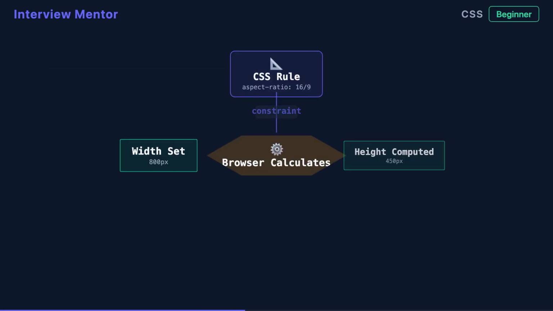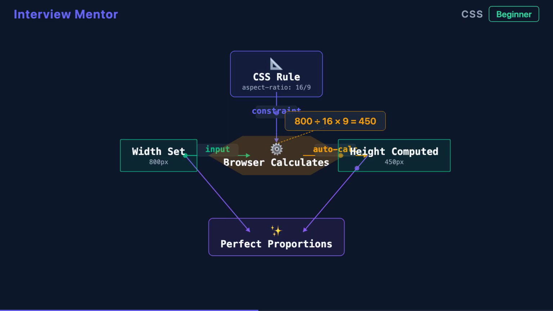Here's the magic. When you set only one dimension, the browser automatically calculates the other. Set the width and the height adjusts to match your aspect ratio. Set the height and the width follows suit. No manual math required, and your proportions stay perfect even when the viewport changes.